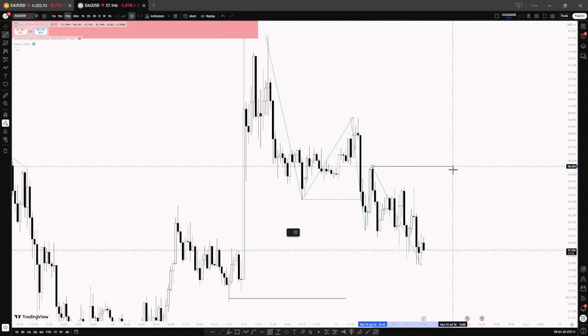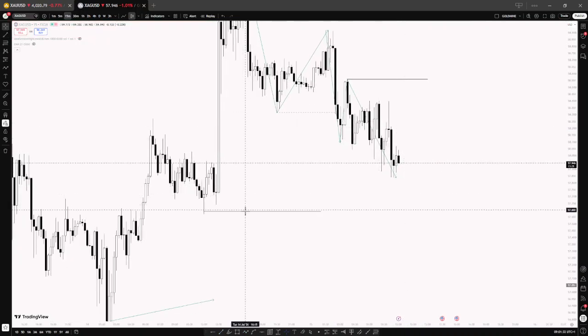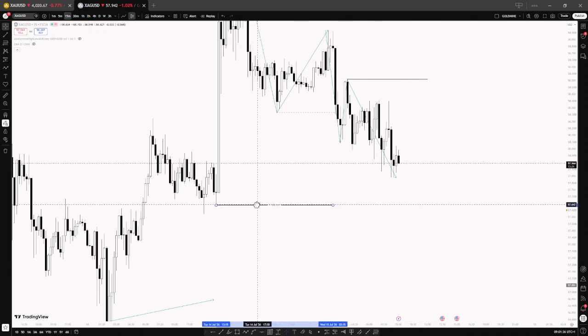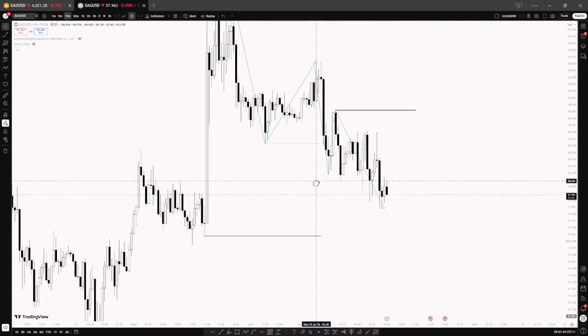Why? Because there has been no MBOS. So if there's no MBOS, I'm going to use my ABC. This is the next area for MBOS right here. And if price takes this out with an MBOS without coming back to this upside, then I'll look to take a sell. So just two scenarios, just like on gold.